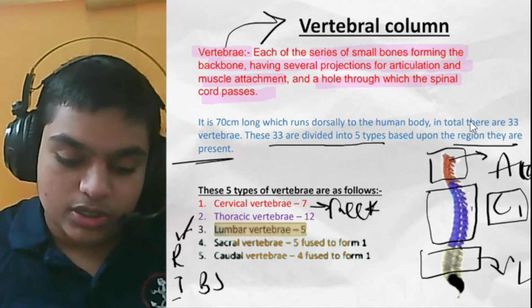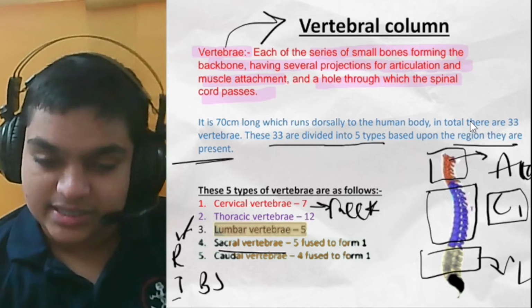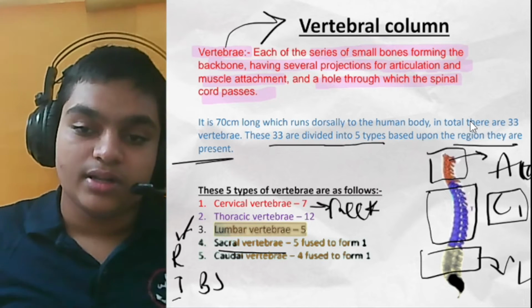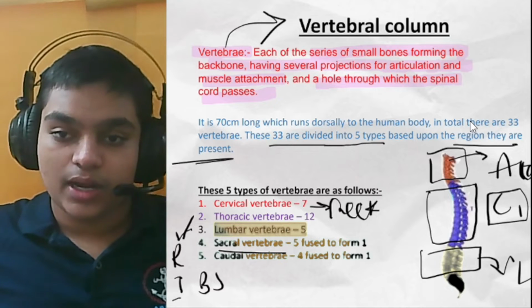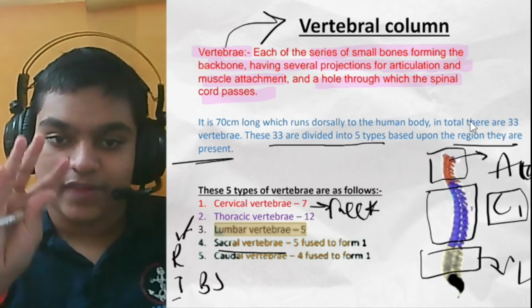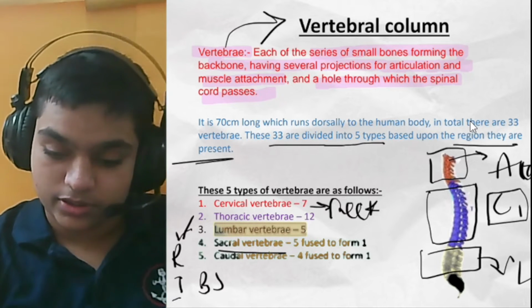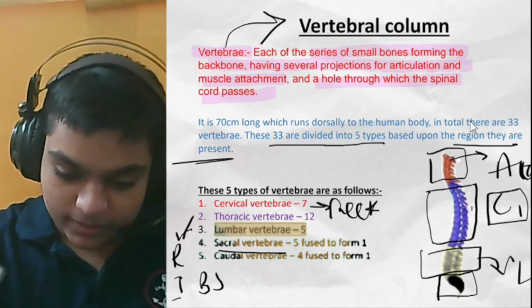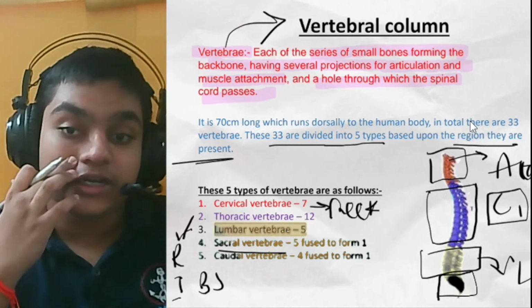Now coming to the last but one type, sacral vertebrae. As I said, these are present at your lower hip. Under the hip region they are present, and there are 5. There are also 5 sacral vertebrae, but they are fused to form one bone. Here, see this.